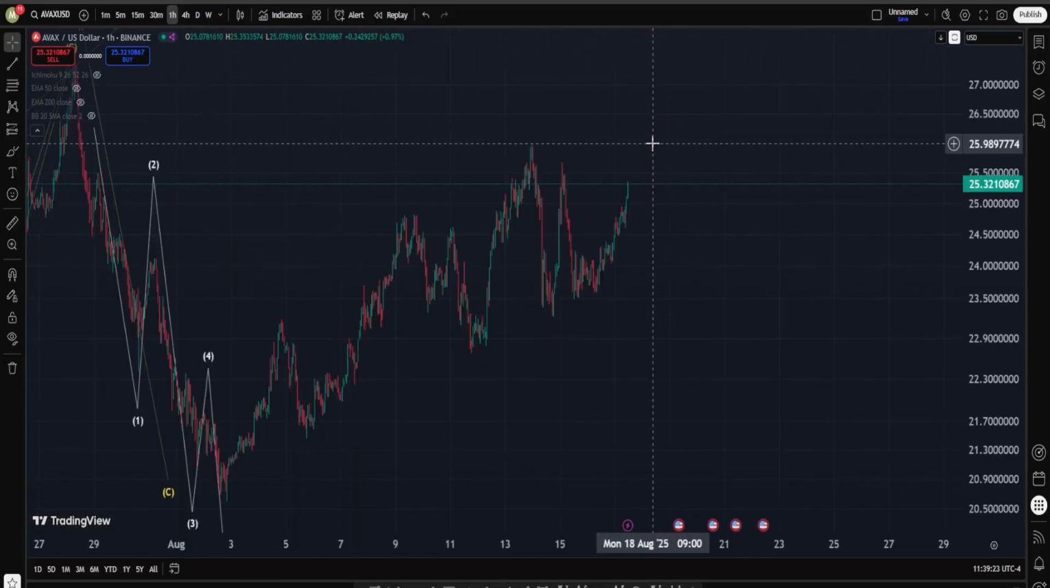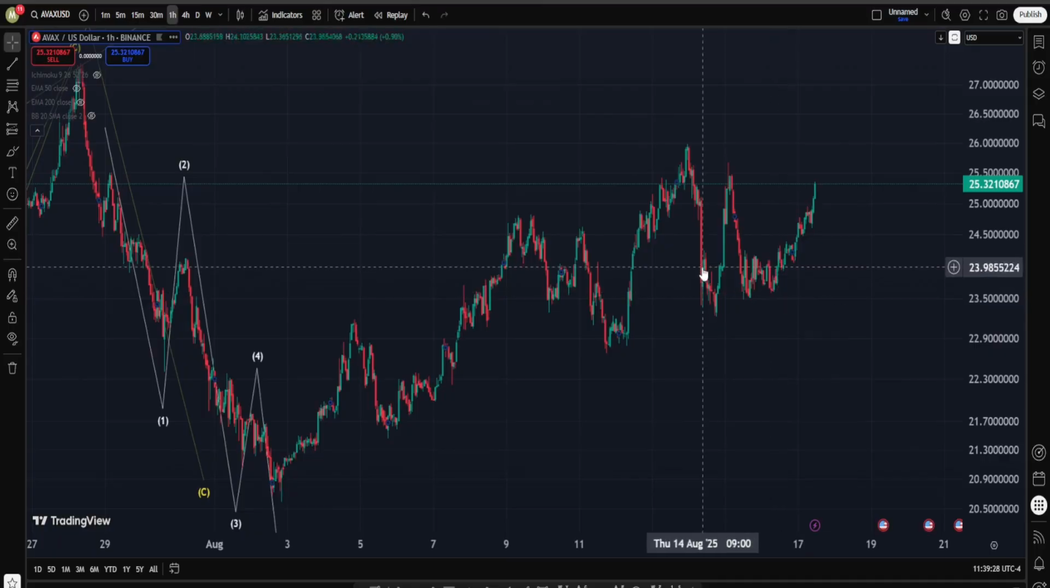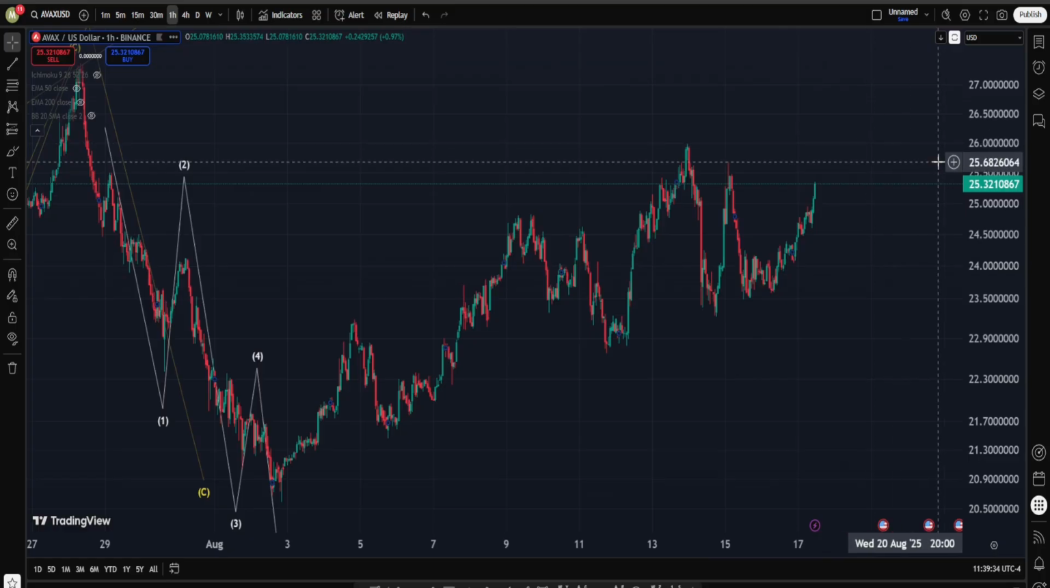In this update we are going to check out Avalanche's price chart, and in here I am currently seeing some very optimistic signs indicating maybe this move is going to continue a little bit.